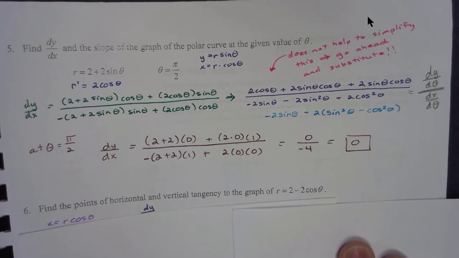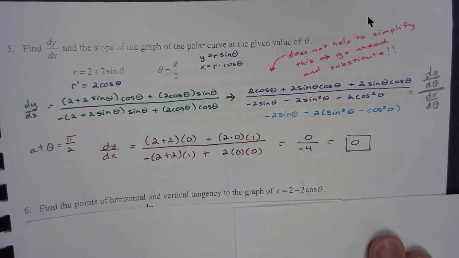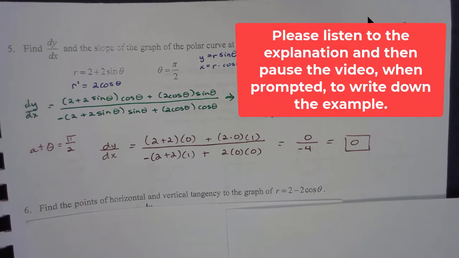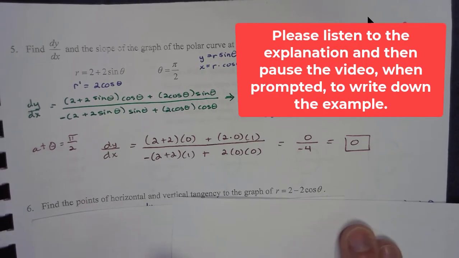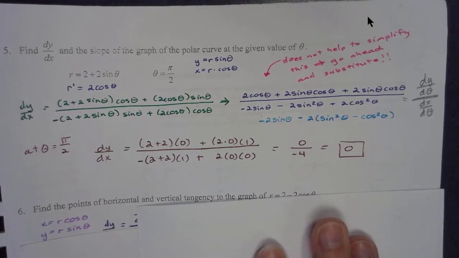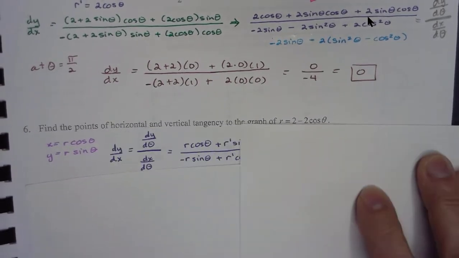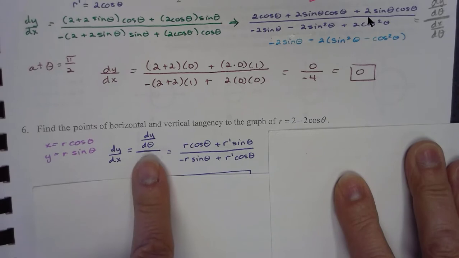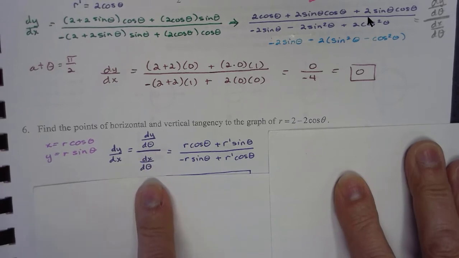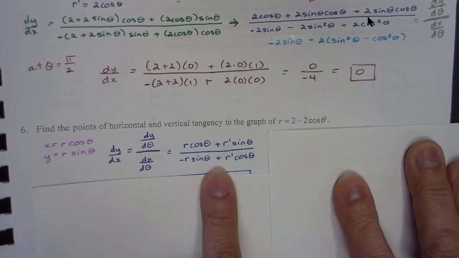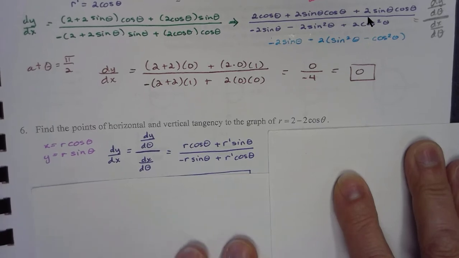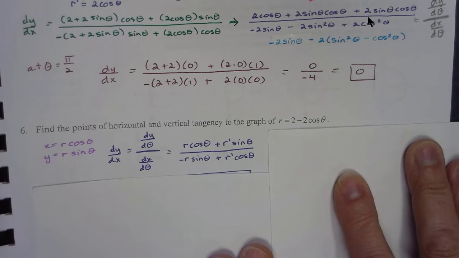Number 6. Again, let me remind you, let me explain the problem before you try to write it all down. Find all points, the points of horizontal and vertical tangency to this graph. Oof. So let us remember, x is r cosine theta, y is r sine theta. So dy dx is dy d theta over dx d theta. Here's our general form for that, r cosine theta plus r prime sine theta on top, negative r sine theta on bottom plus r prime cosine theta.